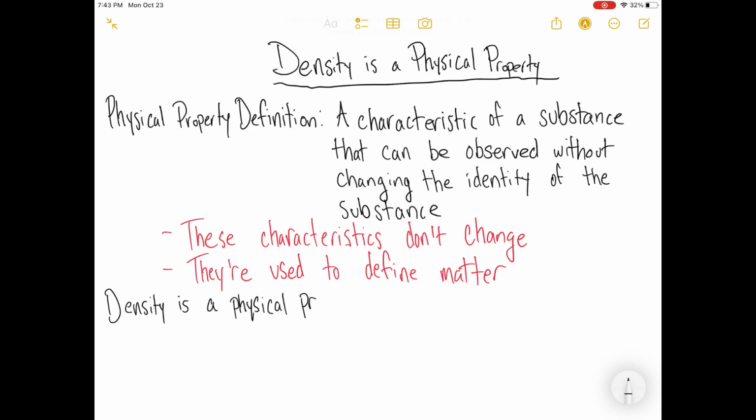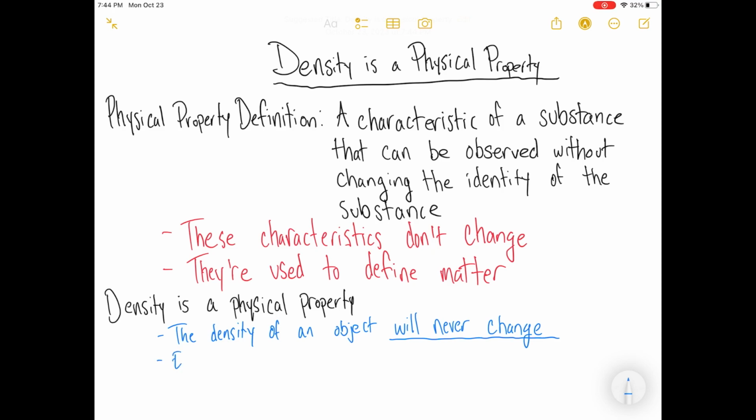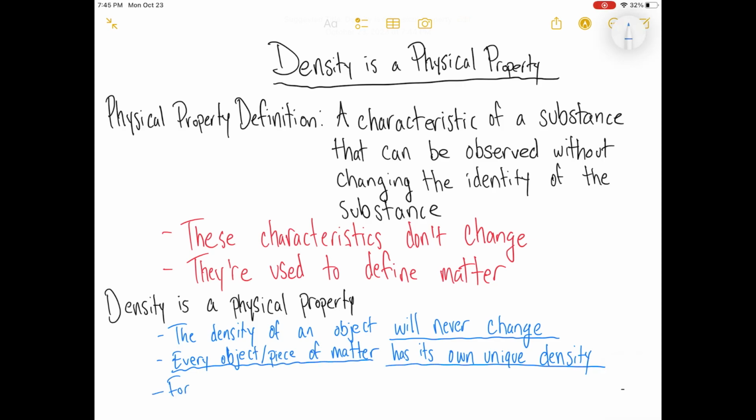Now, density is a physical property, as mentioned earlier, because it doesn't change. Also, every object or every piece of matter has its own unique density, which really helps us identify what the material is, because of how unique density is for every new substance. A great example of this is that pure water's density is 1 gram per milliliter, and it's really important for us to know because that's how we can identify that water is water.